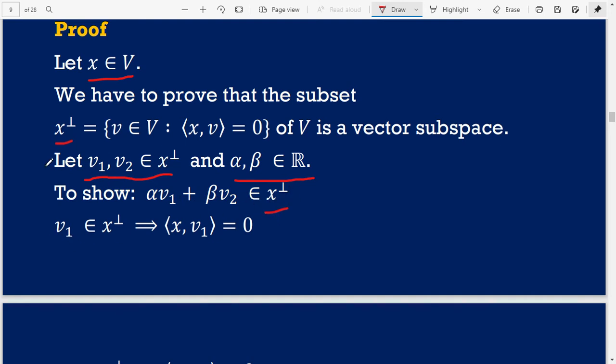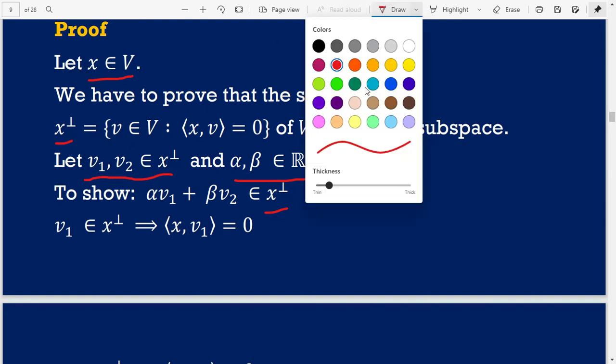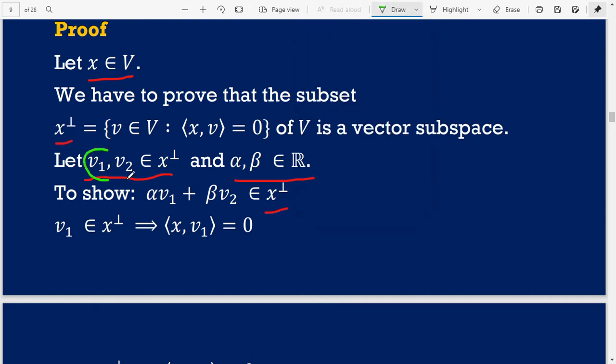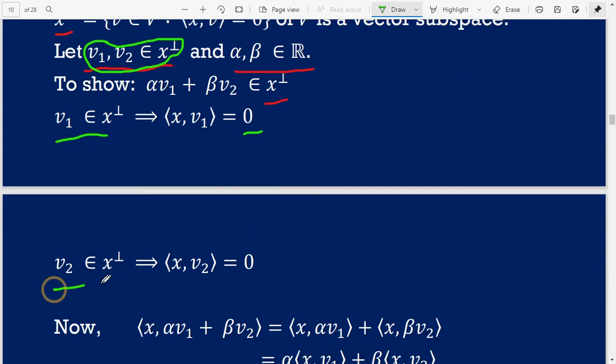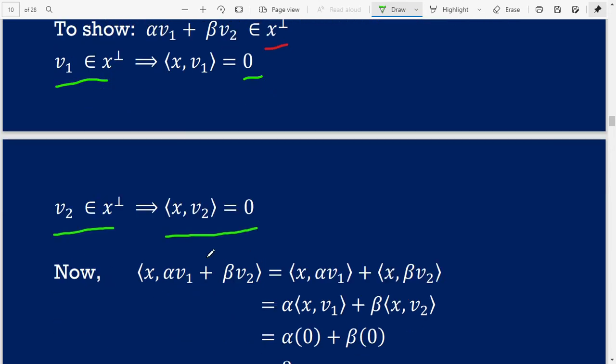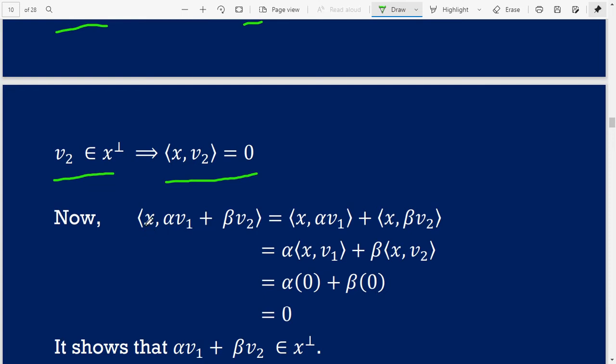So here we have v1 and v2 belonging to x orthogonal. So v1 belongs to x orthogonal implies the inner product of x with v1 is equal to 0, and v2 belongs to x orthogonal implies the inner product of x with v2 is equal to 0. Now we have to show that the inner product of x with alpha v1 plus beta v2 is equal to 0, so that this belongs to x orthogonal.